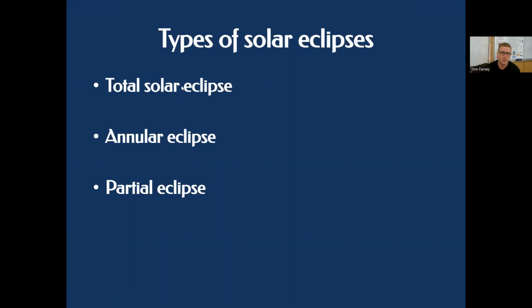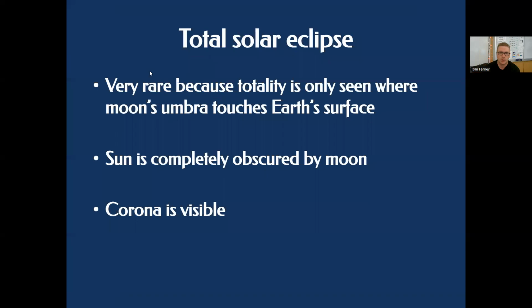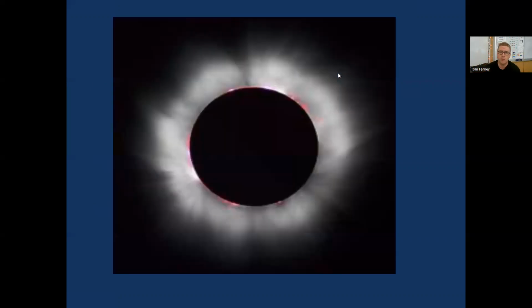So there are 3 different types. We have total, annular, and partial eclipses. Again, total solar eclipse is very rare because the totality is only seen where the moon's umbra touches the Earth's surface, like I told you. It's when the sun is completely obscured by the moon. But the coolest thing about this is, and we mentioned this in the sun section, that when we have total solar eclipses, you're going to be able to see the corona of the sun, the crown of the sun. Remember, corona is Latin for crown. So when we get a total solar eclipse, this is when we're going to be able to see that corona outline of the sun.